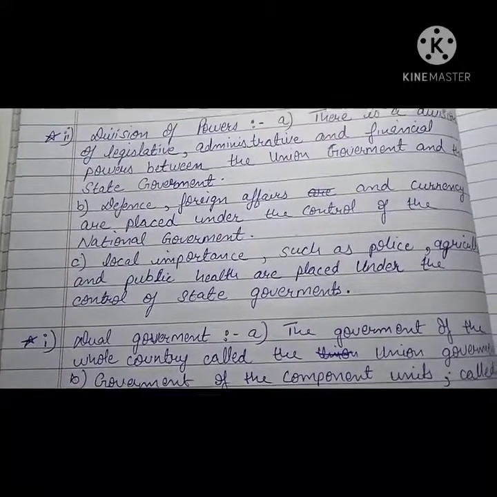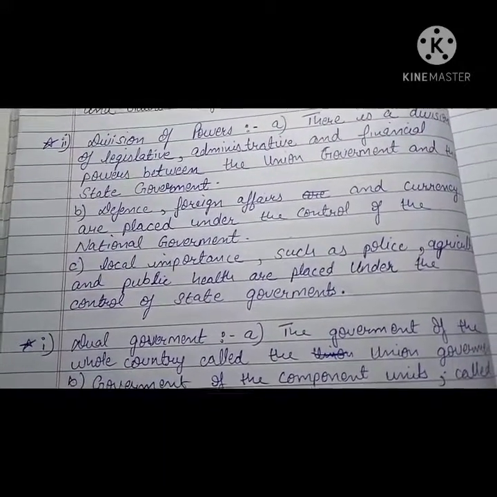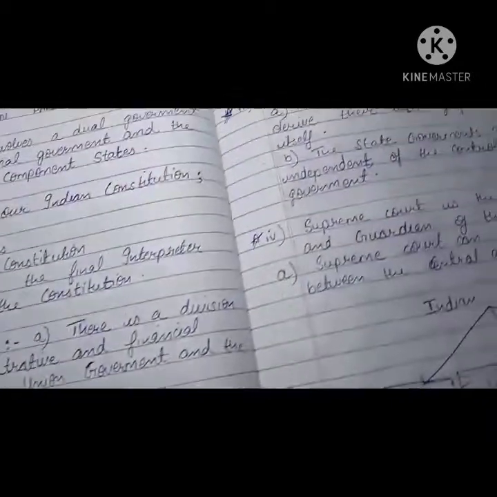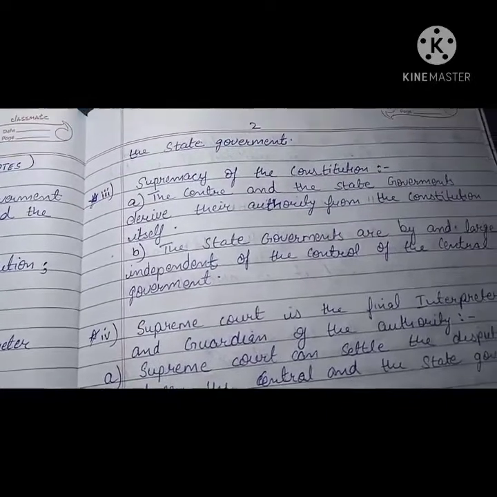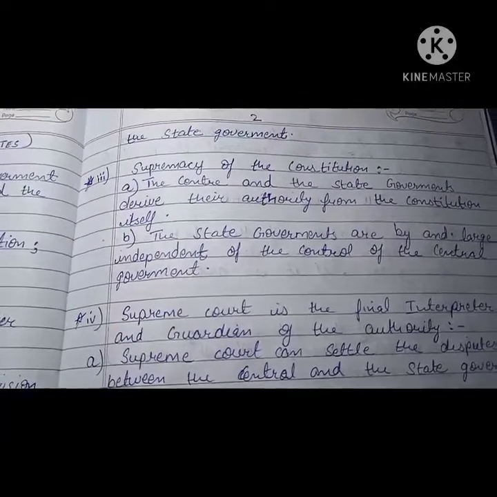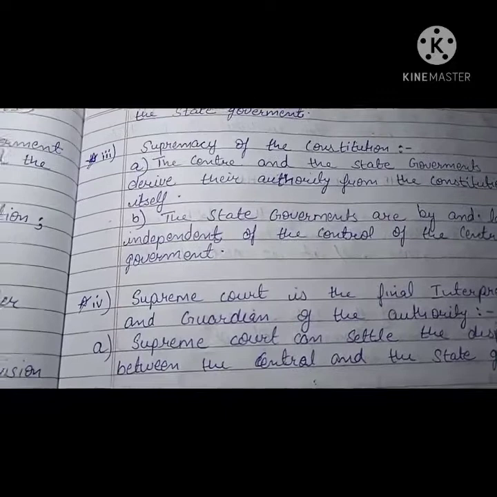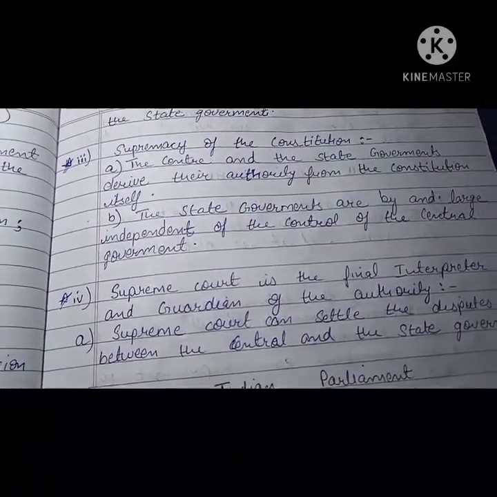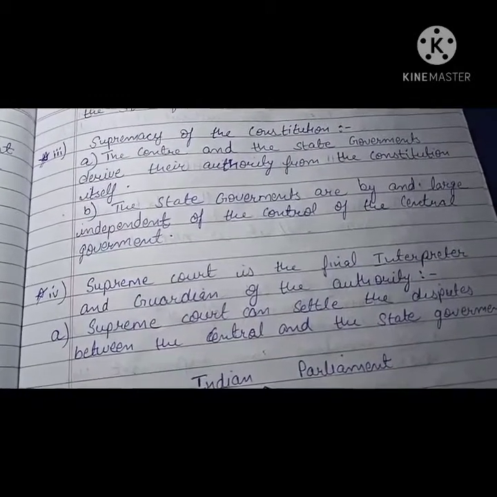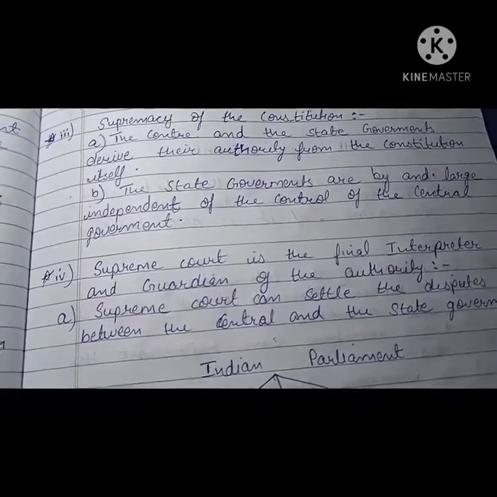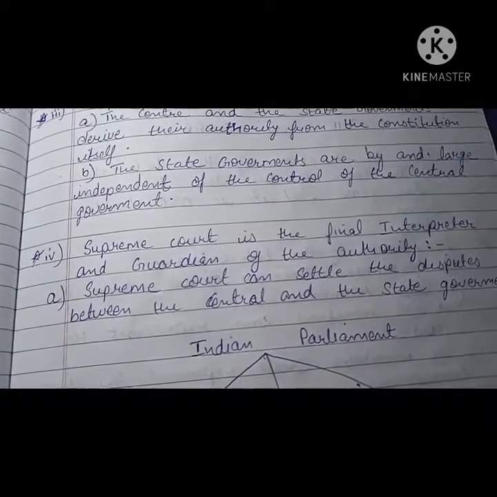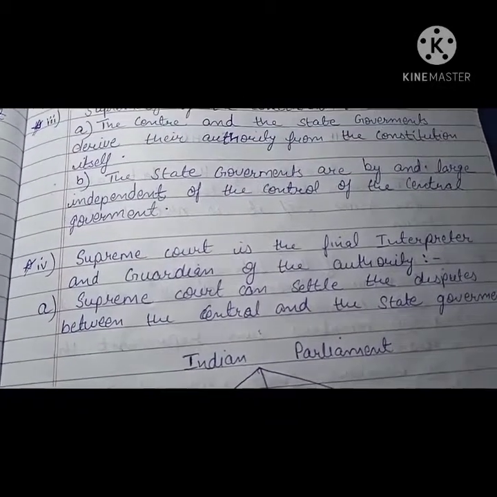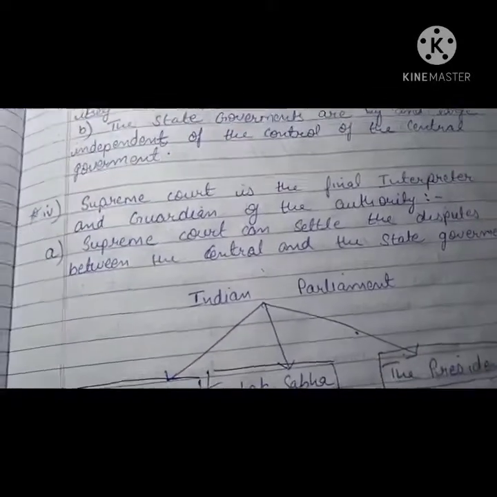Dual government. The government of the whole country is called the Union Government, and the governments of the component units are called the state governments. Supremacy of the constitution. The central and the state governments derive their authority from the constitution itself. The state governments are by and large independent of the control of the central government. Supreme Court is the final interpreter and guardian of the constitution. Supreme Court can settle the disputes between the central and the state government.